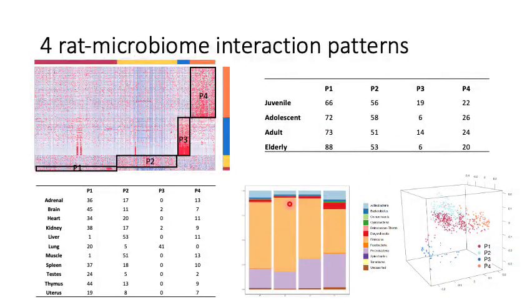This bar plot shows the taxa abundance in the 4 patterns, which agrees well with our previous results.